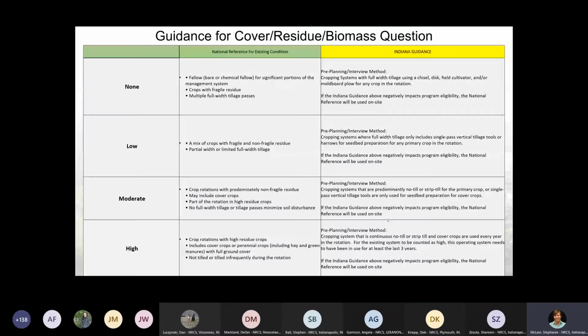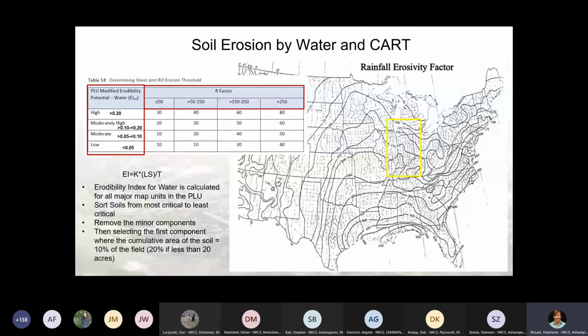So again, this cover residue biomass question goes back into our Indiana guidance, and really that's where we're going to sit with a lot of these questions and responses. But I did want to briefly go into the background of how CART figured this out.